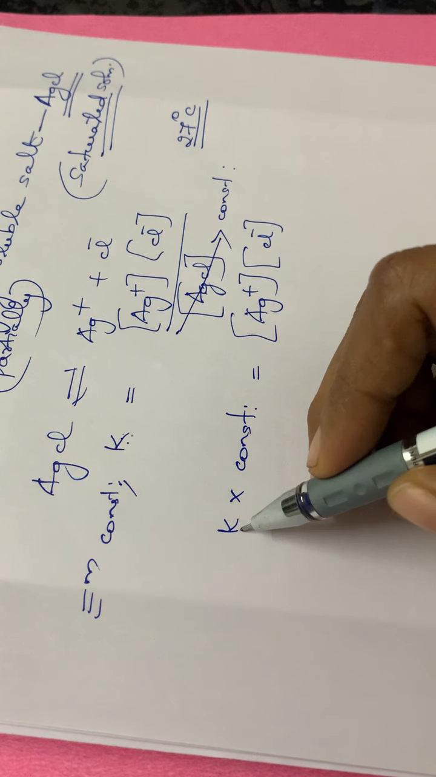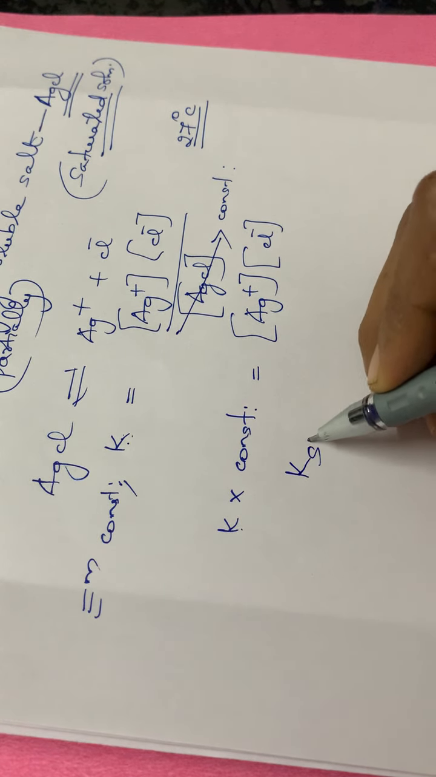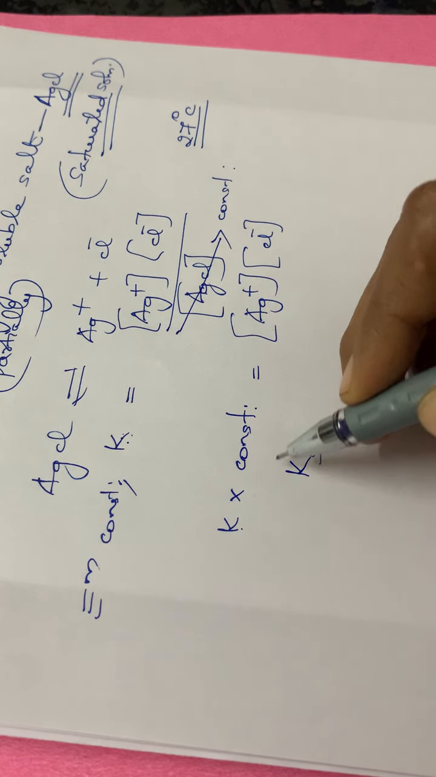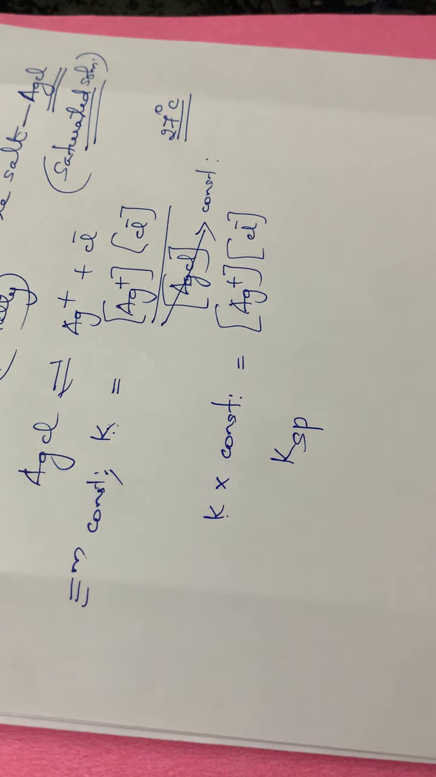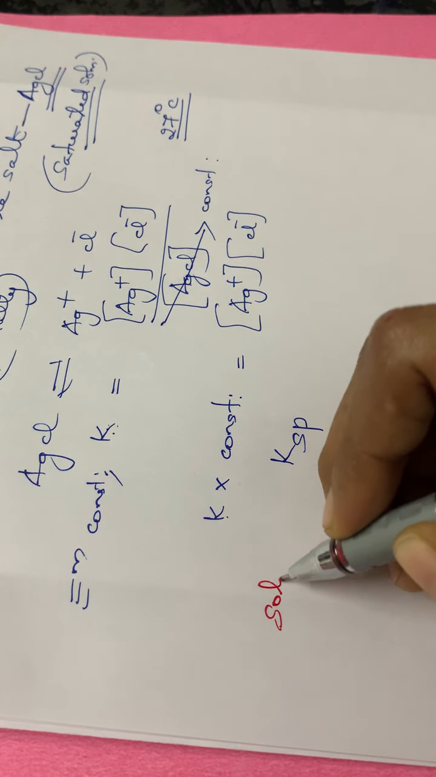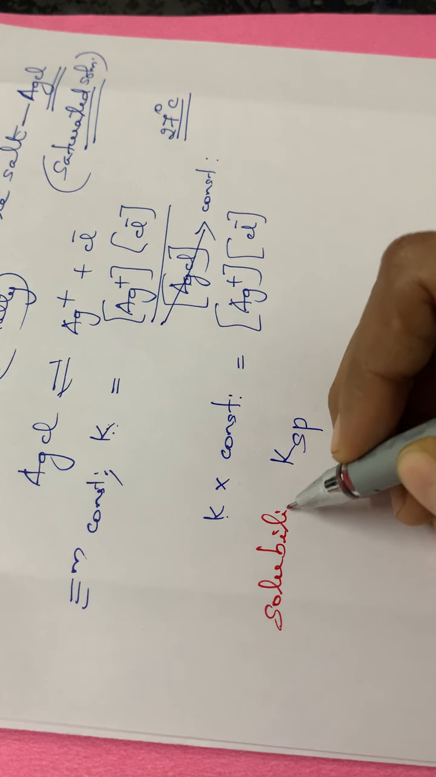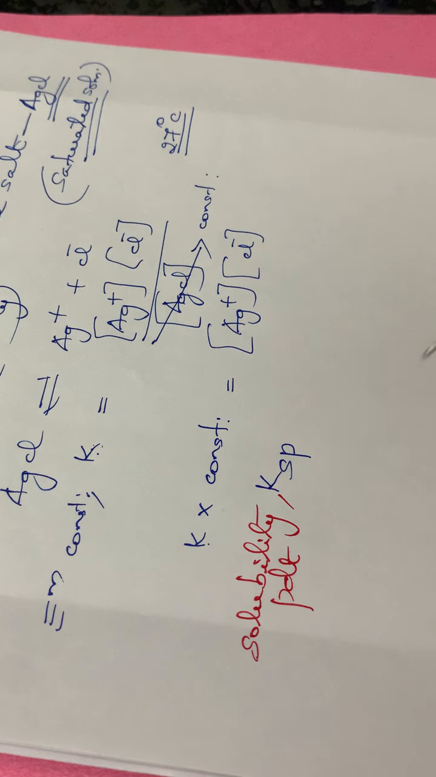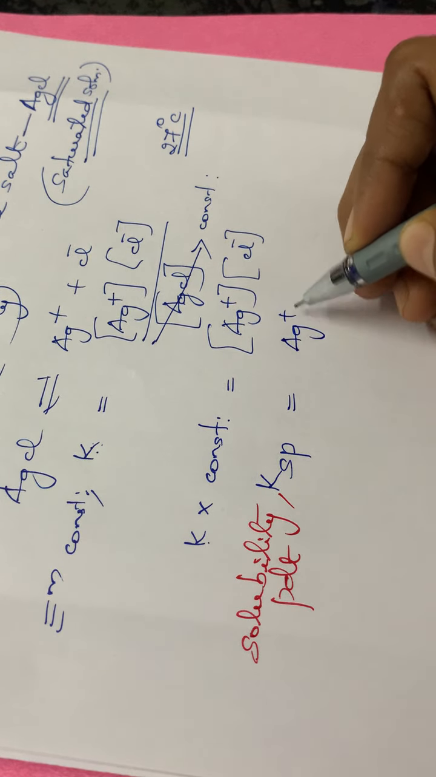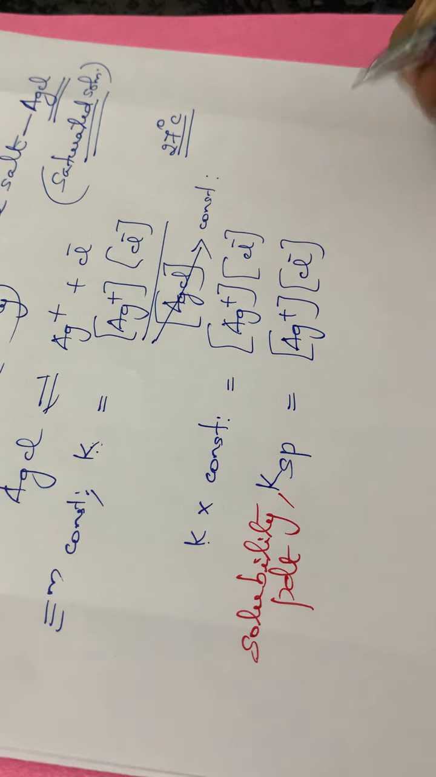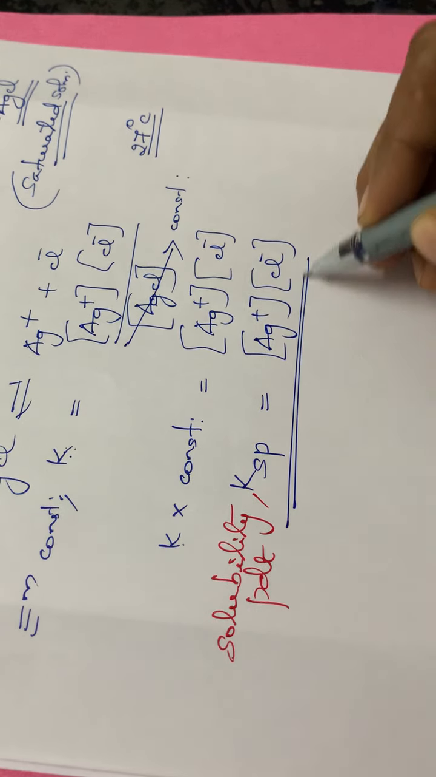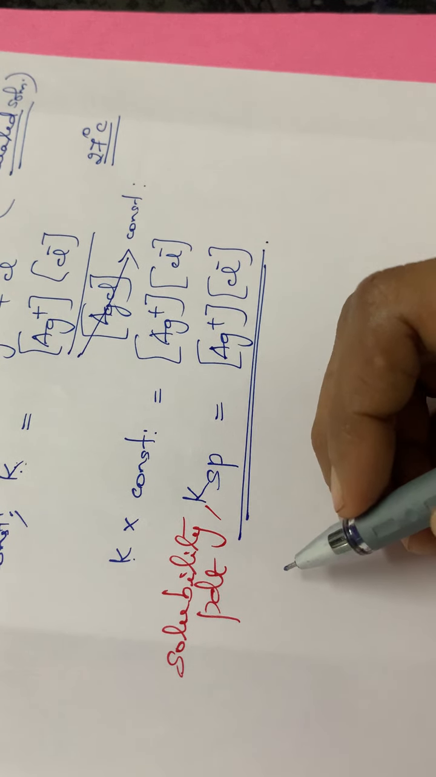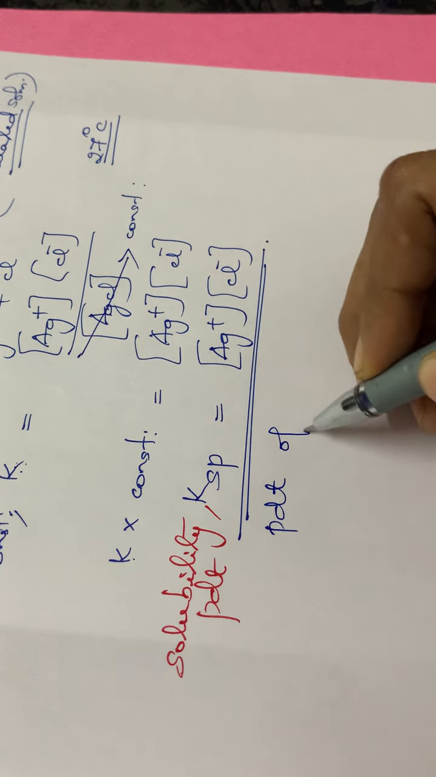Okay, so again constant into constant is another constant, so we can write it as Ksp, that is the solubility product. So the solubility product is denoted by this letter Ksp. Okay, Ksp is the solubility product. So Ksp is equal to concentration of Ag plus into concentration of Cl minus. So this is how we can define solubility product. So solubility product is the product of the ionic concentrations.